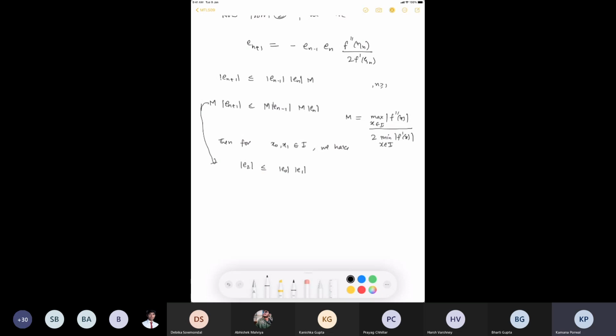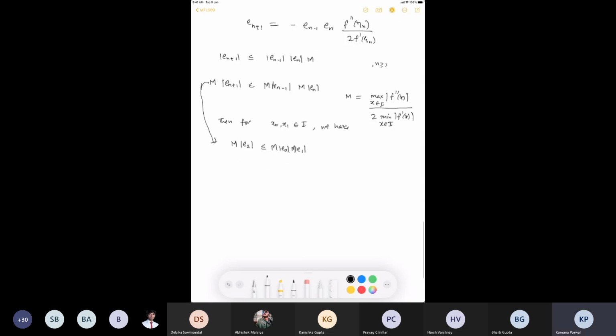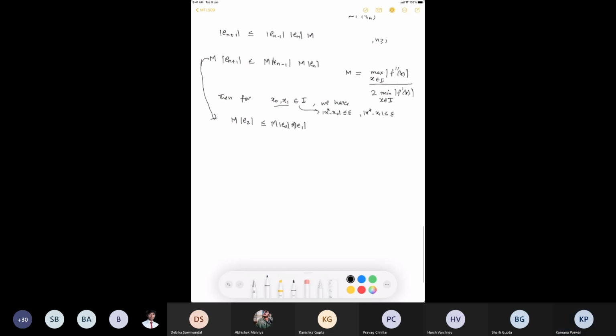So I can write that M times e2 is less than or equal to M times mod e0 into M times mod of e1. Of course, this is in I, so mod of x star minus x0 is less than or equal to epsilon, and x star minus x1 is less than or equal to epsilon, because they both are in I. First I'm going to claim that each of these iterates we are generating, now we have generated x2 and then we will generate further iterates, will all lie in the same interval I.